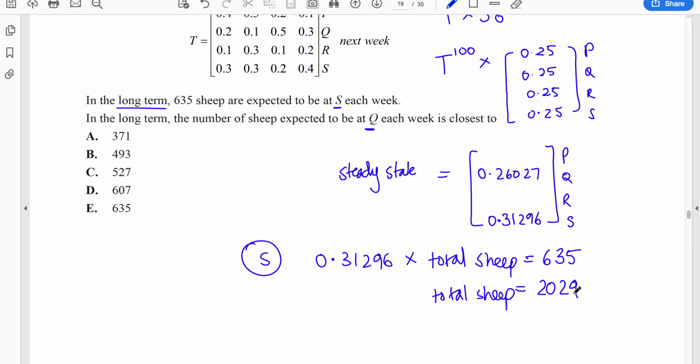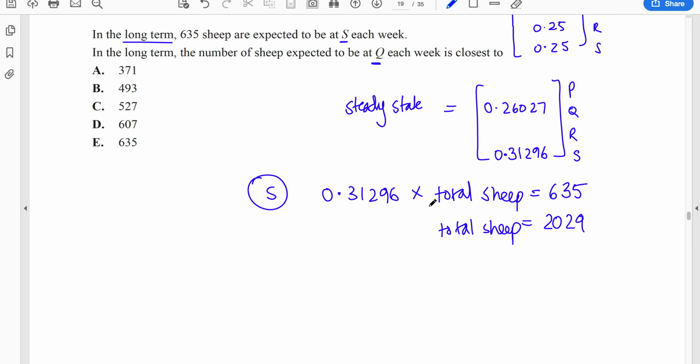that there must be. And so that, therefore, if we're looking for how many are going to be at Q, we can take the proportion that we got for Q, which was this value up here, multiply that by the total sheep, so 2,029 of them, we get approximately 528.